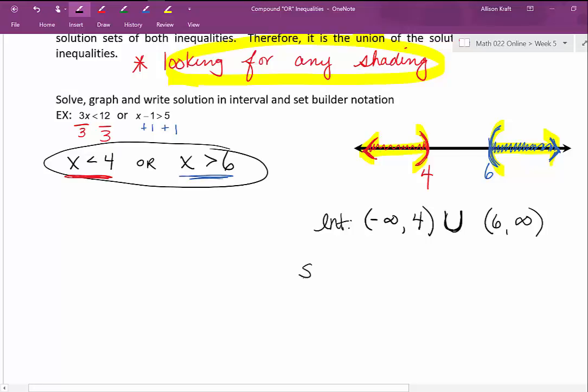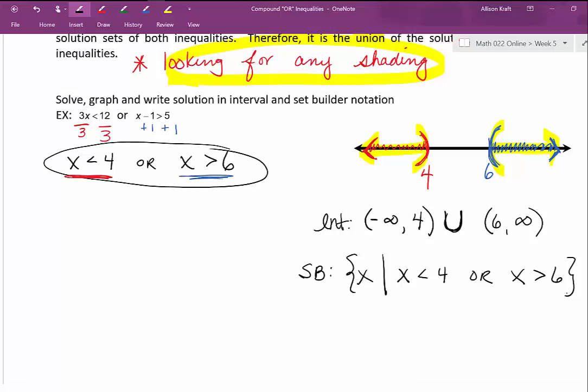And then our set builder notation always starts the same, the set of all x, such that, and then our condition is our solved inequality. X is strictly less than 4, or x is strictly greater than 6. Please note that the union symbol does not belong in the set builder notation. You should have only words in your set builder notation, which is why we've written OR.